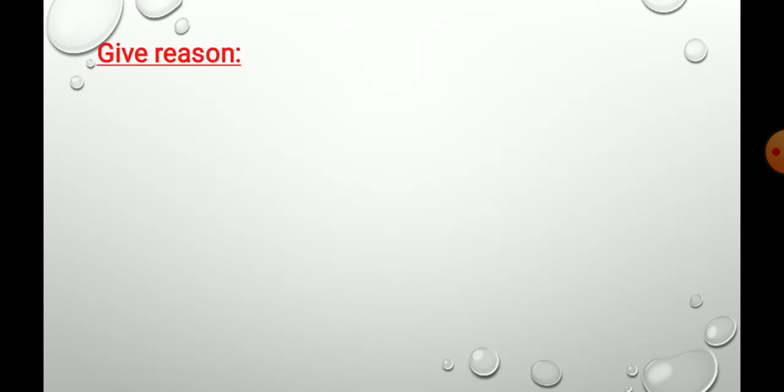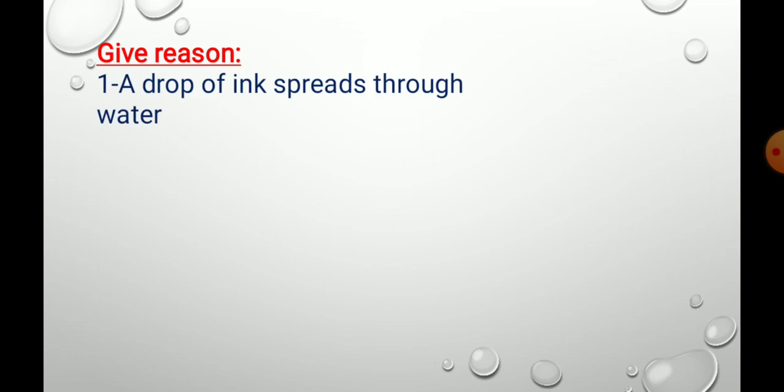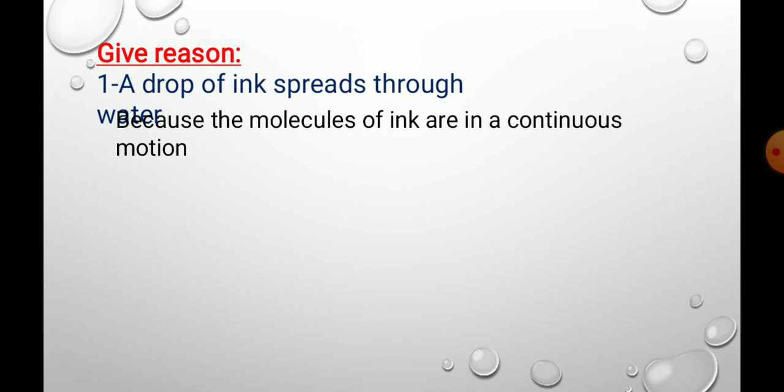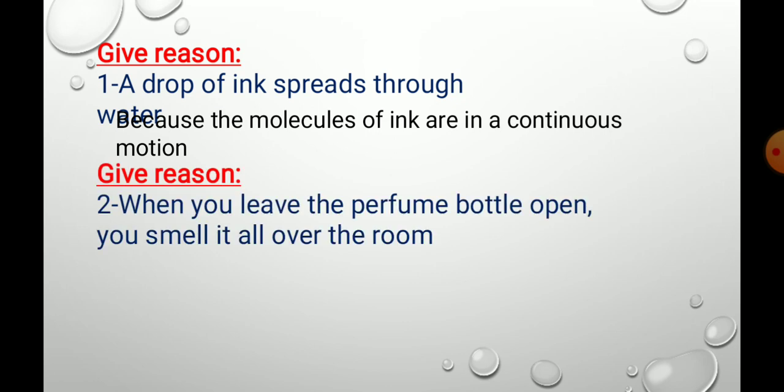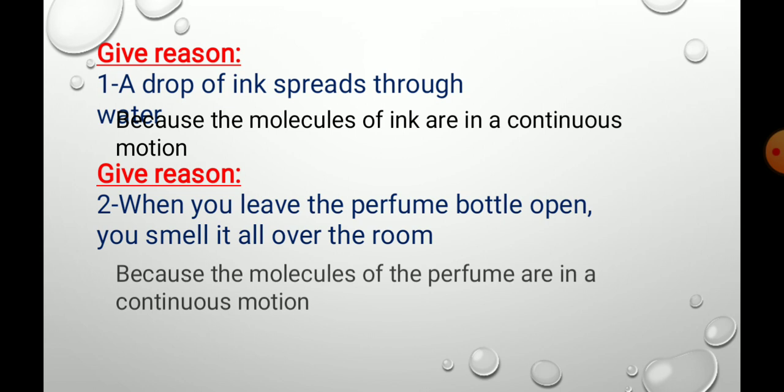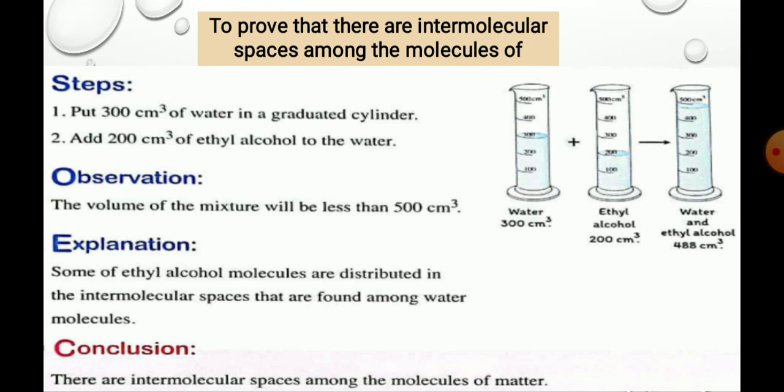Give reason: a drop of ink spreads through water. A drop of ink spreads through water because the molecules of ink are in continuous motion in all directions among water molecules. Number two, when you leave a perfume bottle open, you smell it all over the room, because the molecules of perfume are in continuous motion and they keep the properties of perfume. Super.